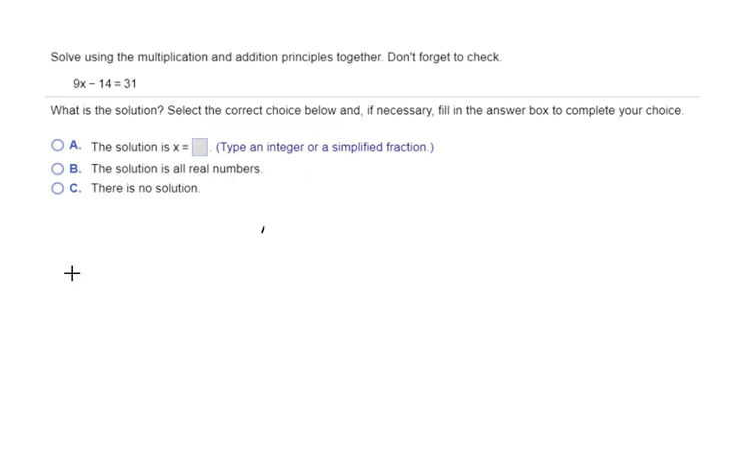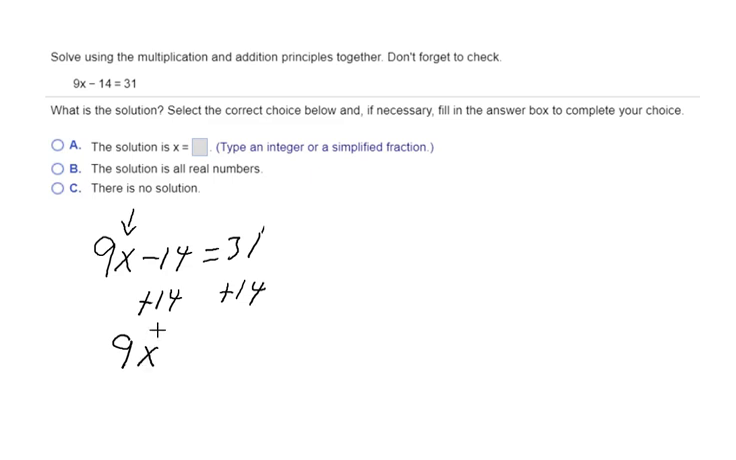We have this equation here, 9x minus 14 equals 31. The process for solving this equation is to isolate x. So I want to get x by itself. The first thing we'll get rid of is the minus 14. We'll cancel that out by adding 14. If we do that to the left-hand side, we have to do the same thing to the right-hand side.